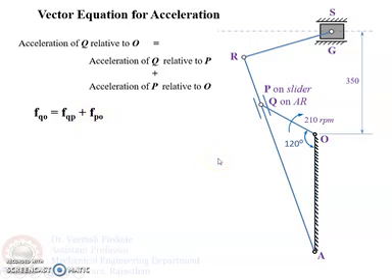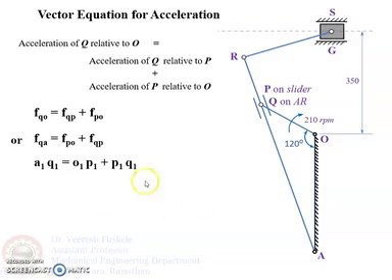It can be better understood as acceleration of Q relative to A is equal to acceleration of P relative to O plus acceleration of Q relative to P. This can be further written as A1Q1 will be equal to O1P1 plus P1Q1. These are the final acceleration or the total acceleration.